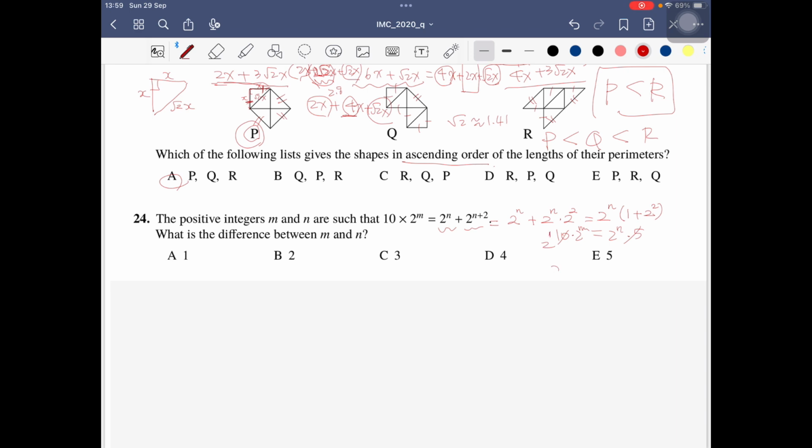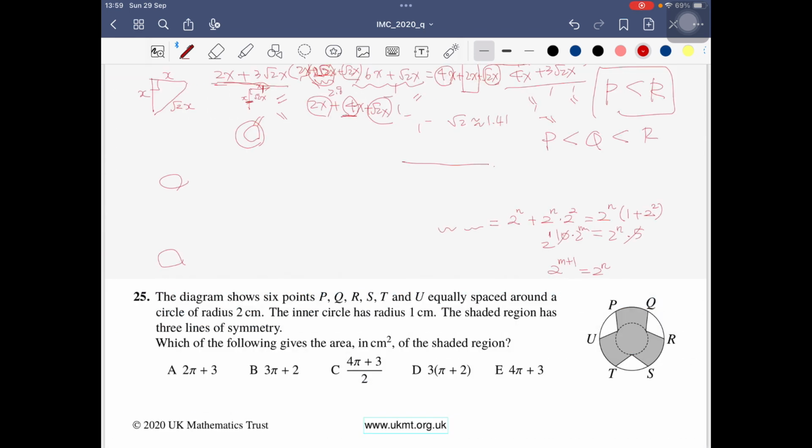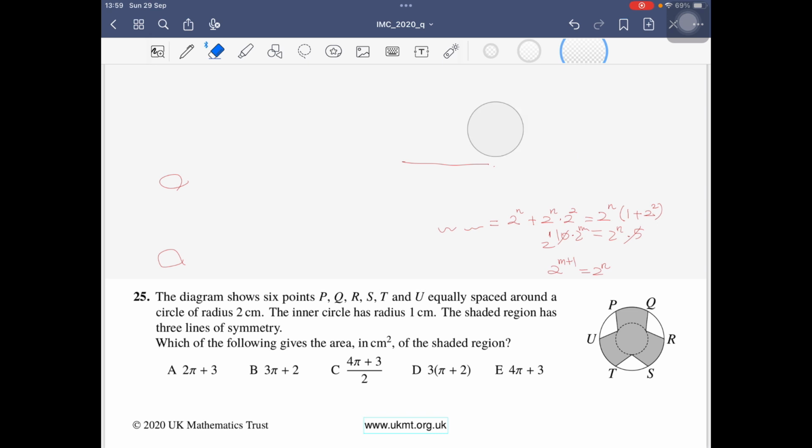So 2m plus 1 equals 2 to the power of n. So what is the difference? Number 1. And number 5, 25.